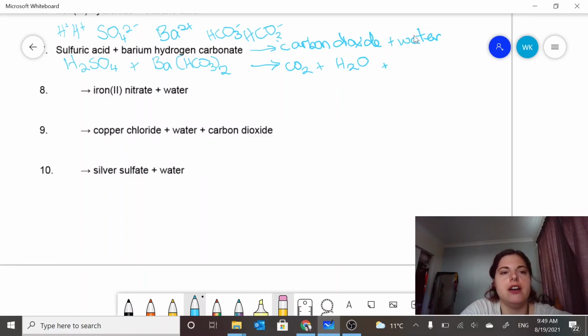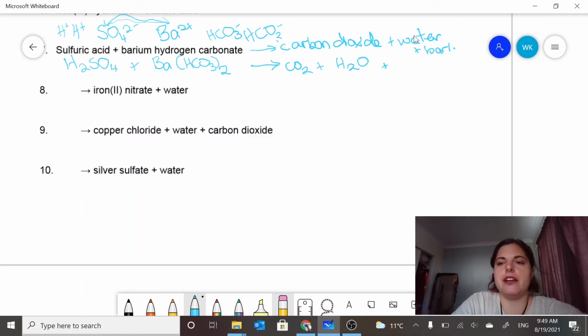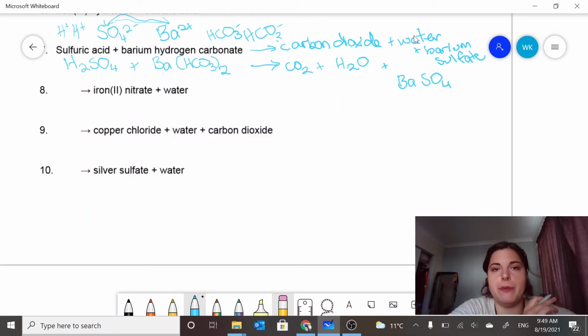We have got 2 perfectly equal and opposite anions and cations. We have our sulfate ion and we have our barium ion. So this is going to be barium sulfate, which goes through to BaSO4. And remember, we don't include charges in our neutral compounds. So now we just need to double check that we've got enough of everything.